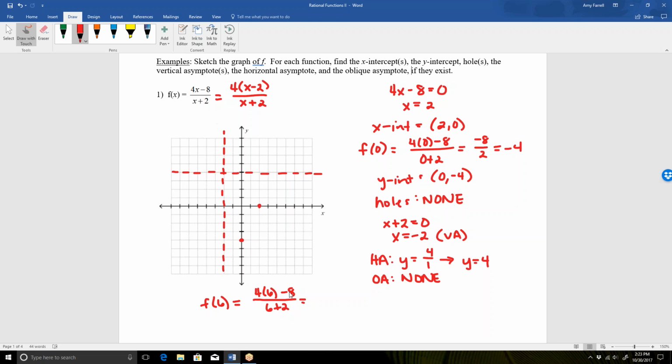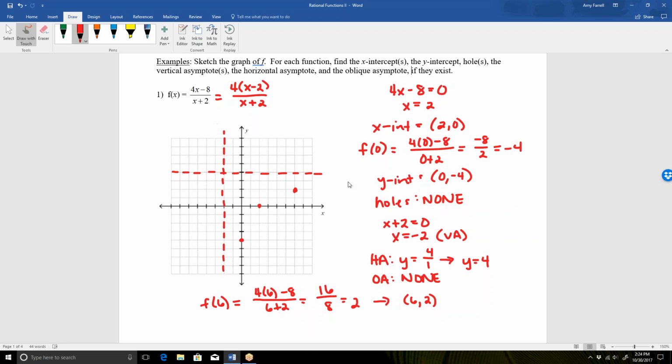And I get 24 minus 8, which is 16, and then over 8. So I get 16 over 8, which is 2. Since f of 6 equals 2, what that means is that the point (6, 2) is on the graph of the function. So I've just found a third point, (6, 2), and excuse me, I'm sorry about that. And so now I feel like I have a better idea of what this curve is going to look like.